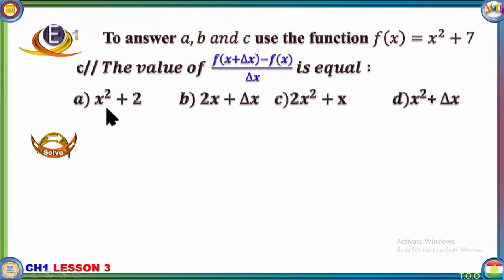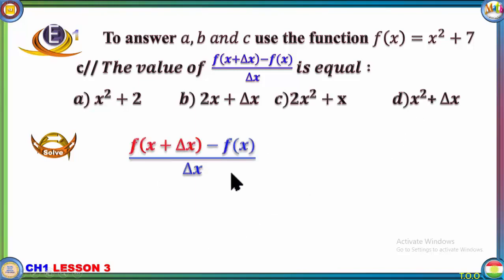C. The value of f of x plus delta x minus f of x, over delta x, is equal to: a, x squared plus 2; b, 2x plus delta x; c, 2x squared plus x; d, x squared plus delta x.